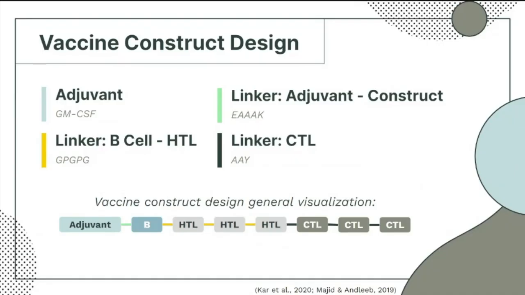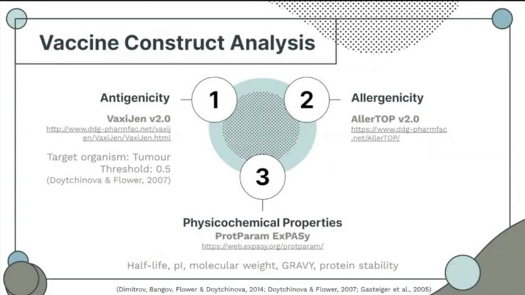And we're going to use 3 linkers for this vaccine construct. To link the adjuvant to the vaccine construct, we're using the EAAK linker, while to link the B cell and HTL epitopes, we're using the GPGPG linkers. And last but not least, the CTL epitopes were linked using the AAY linker. And to analyze the vaccine construct, we're using several tools, and we analyze the antigenicity, allergenicity, and physicochemical properties of the vaccine construct. For the antigenicity, we're hoping that our vaccine construct is able to elicit the immune response.